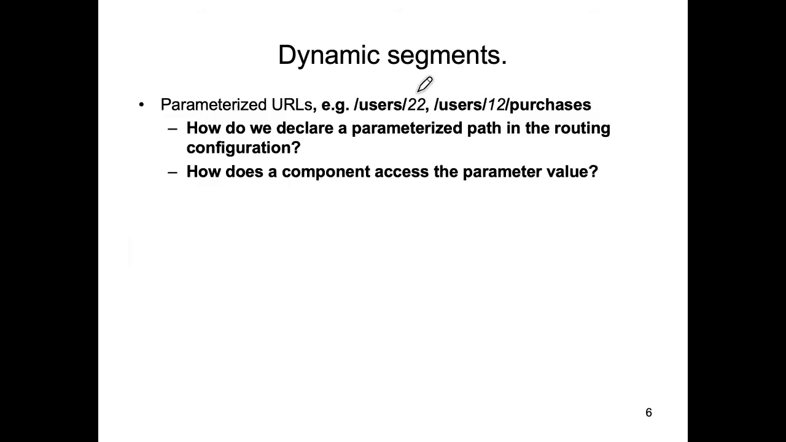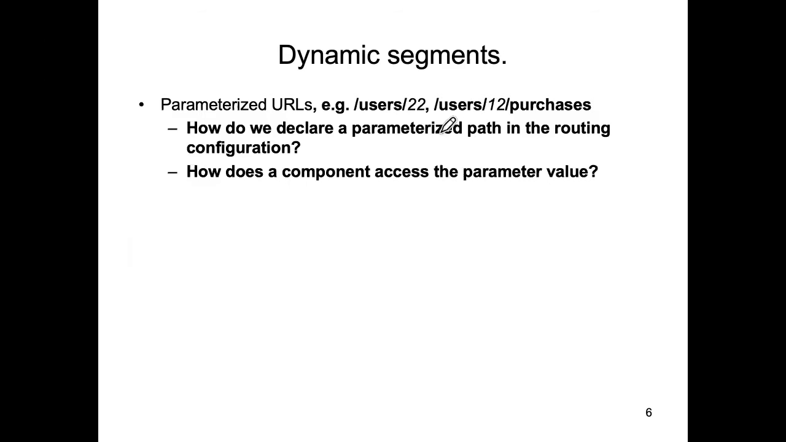So the question is, how do we tell the React router that the 22 here is not a static string, it's actually a parameter? And secondly, in the component that's mounted as a result, how does that component access that parameter value? They're the two questions that we need answered. Here's another example over here. The parameter can be anywhere within the URL. And in fact, URLs can have more than one parameter. I don't have an example of it, but it's fine. That can arise too.